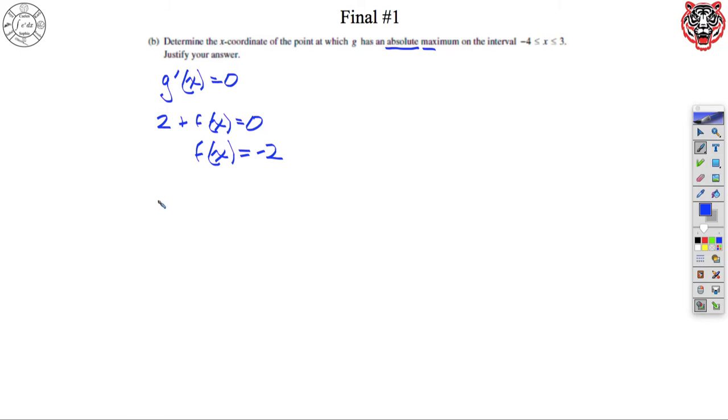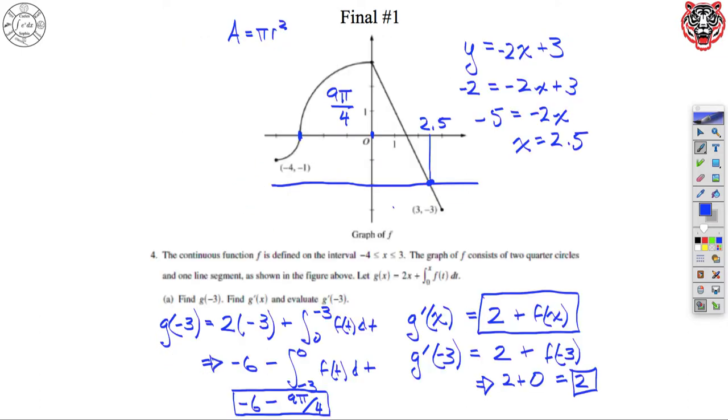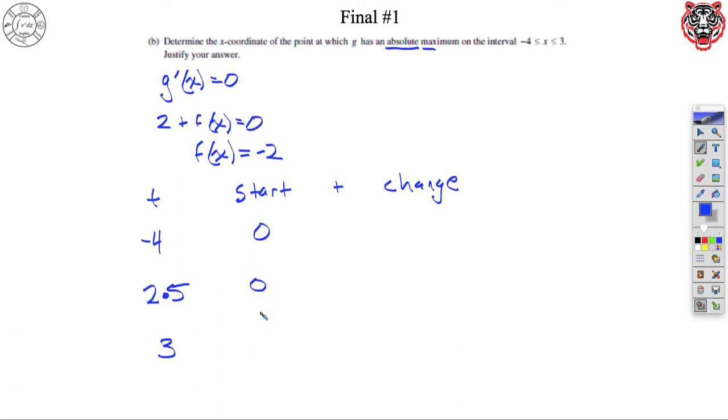So we have our start point, end point, so let's do our table. Table is going to have a negative 4, it's going to have our 2.5, and we're going to have our 3. Okay, we need our start, we need our plus change, and that part's going to be the difficult part, and that's going to equal our end. All right, so our start, I don't think they ever really gave us a start in this problem, so the start's just going to be 0 for all of these. That's fine.